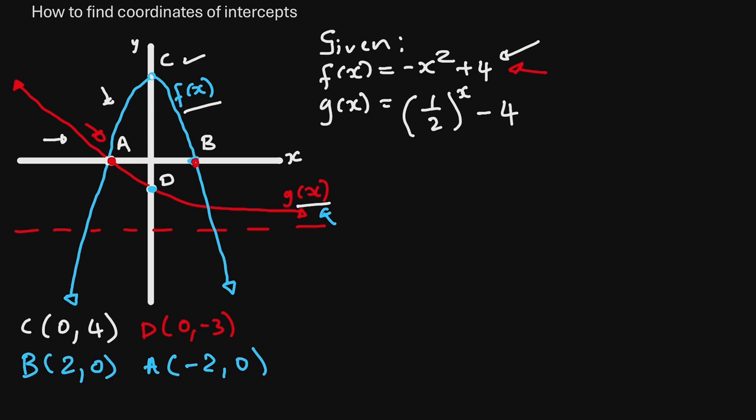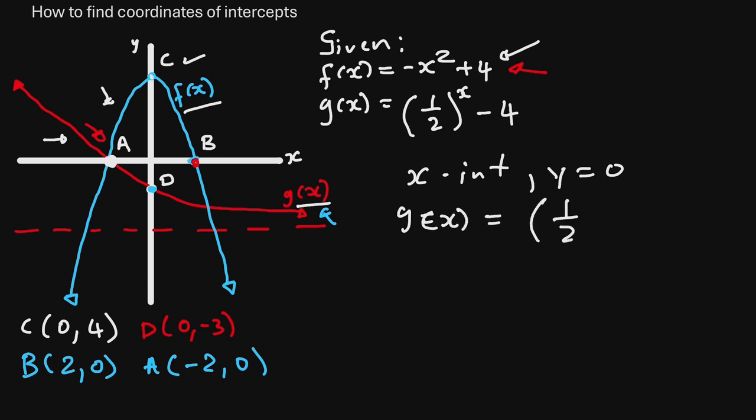So if we look at this exponential graph here, we see now this point is also the x-intercept. But now if we have the x-intercept, what do we do to find the coordinates of the x-intercept? Remember, we just say now for x-intercept, we always make the value of y equal to 0. So what is the equation for g of x? Because it's a point on what? On g of x. So you're going to say g of x is given as (1/2)^x - 4.